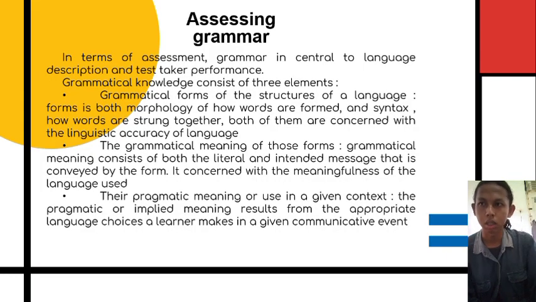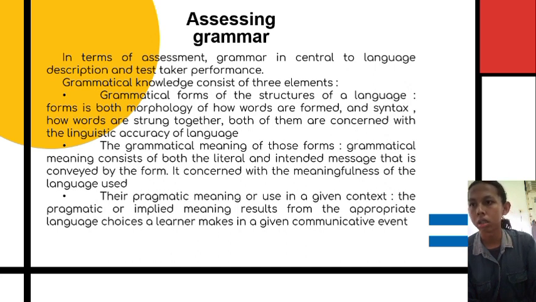And the next material is assessing grammar. In terms of assessment, grammar is central to language description and test taker performance. Grammatical knowledge consists of three elements. The first is grammatical forms of the structures of a language.